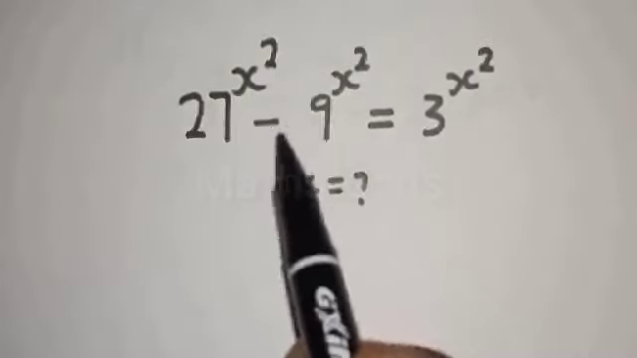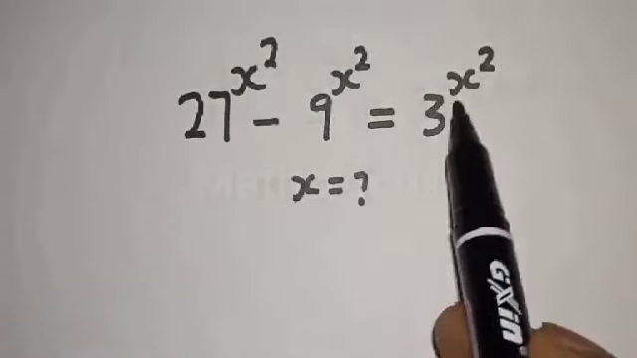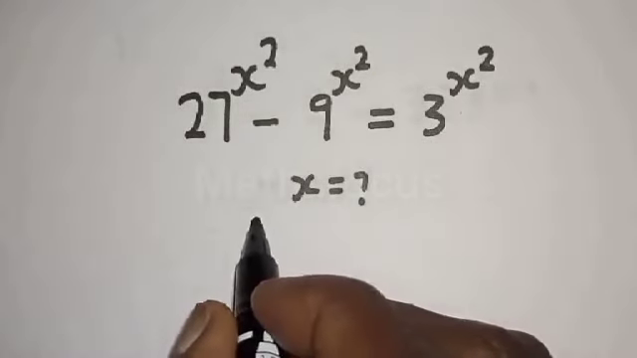27 raised to power x² minus 9 raised to power x² is equal to 3 raised to power x². What is the value of x? Solution.